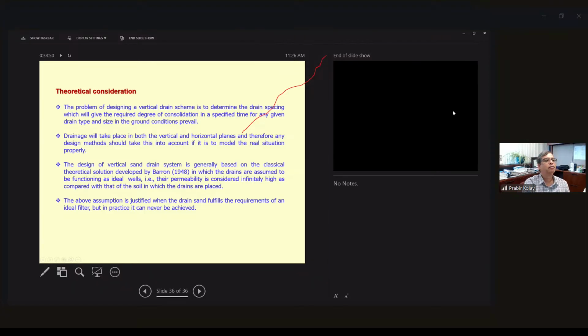Okay. So I think that's all for this PVD and sand drain. And now I'm going to solve some of the problems. Okay. Anyone has any question on this? So I know that I went quickly.